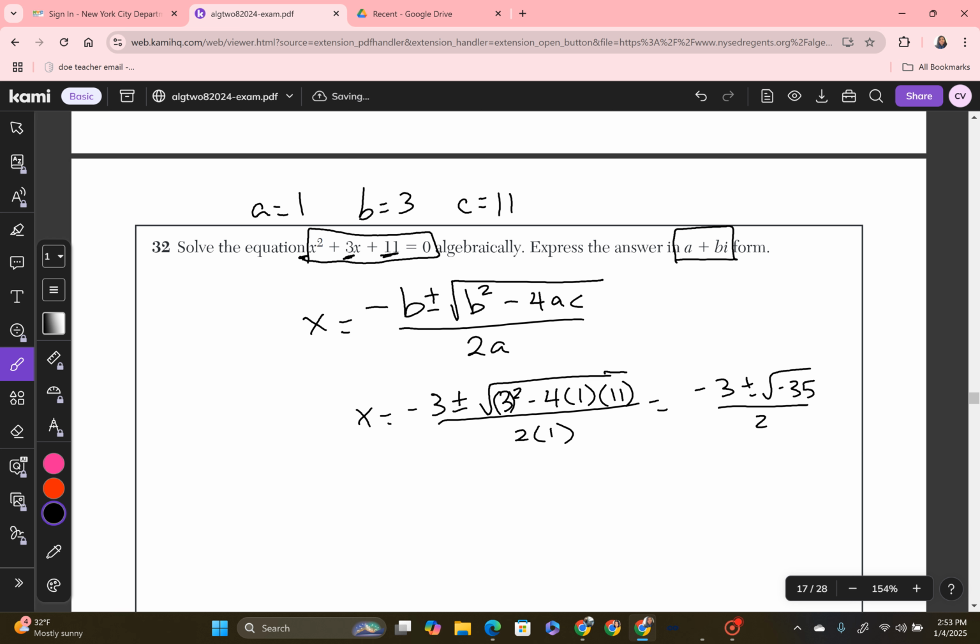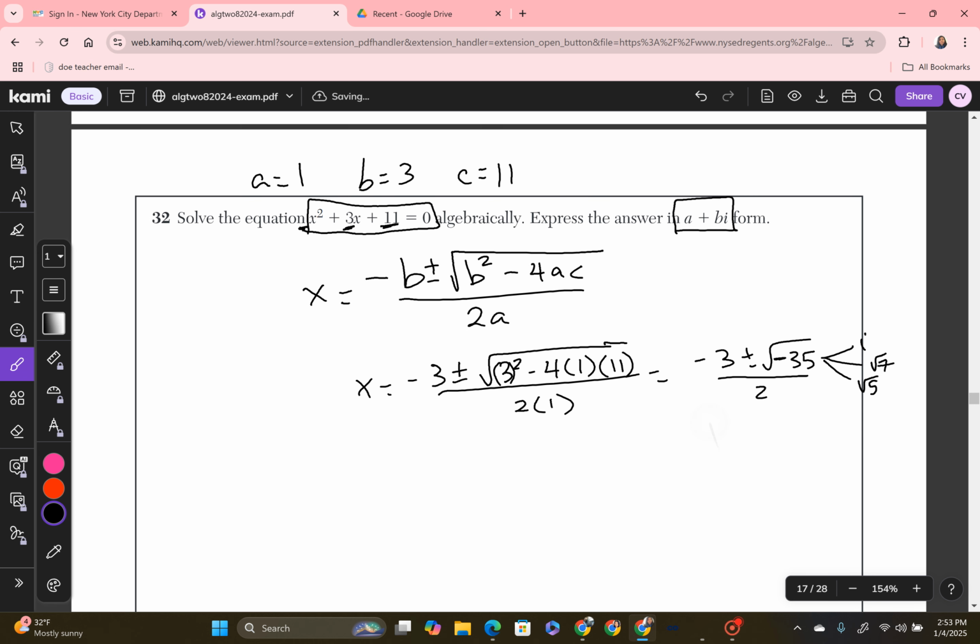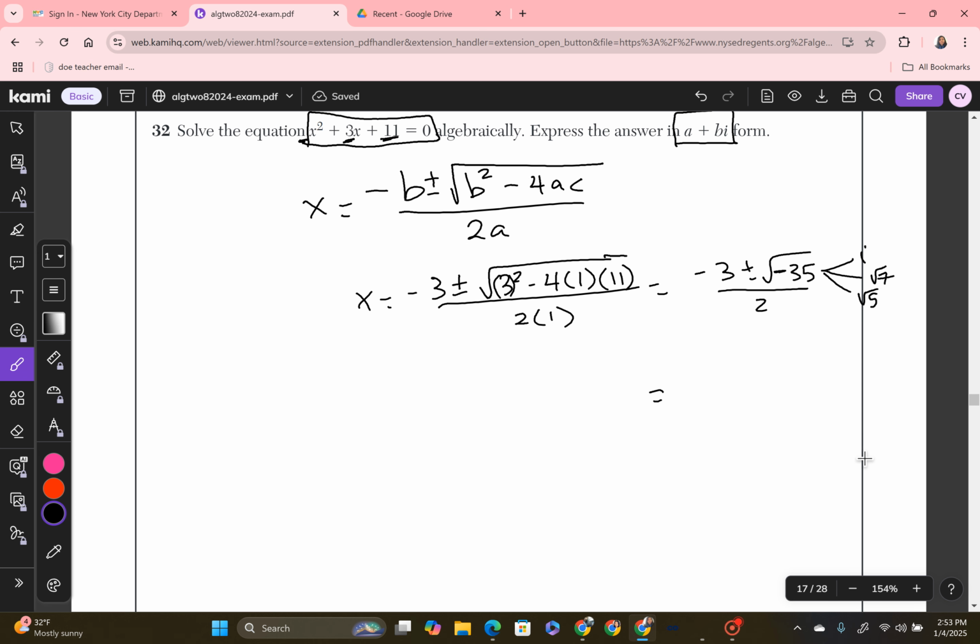All right. But it says to put it in A plus Bi form, which means this splits up, right? There's an i that comes out because there's a negative under the radical. This is radical 7 times radical 5. None of these can be simplified. So what does that mean? That means you leave your answer as negative 3, right?